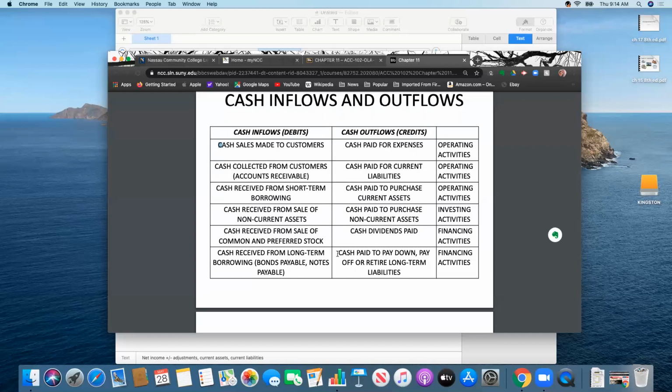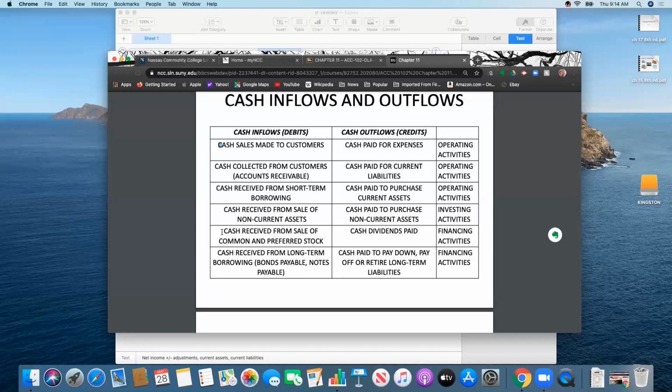And what about the stockholders' equity accounts? I get cash received from selling common and preferred stock, right? Debit cash, credit common stock, credit additional paid-in capital. What about dividends? Now, dividends, we're going to see here, right? When we studied chapter 10 and looked at dividend transactions, we debited dividends and credited dividends payable. We debited dividends payable and credited cash, right? So you see the flow of how that works.